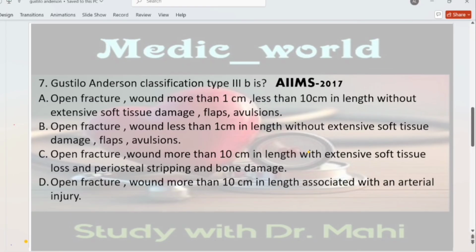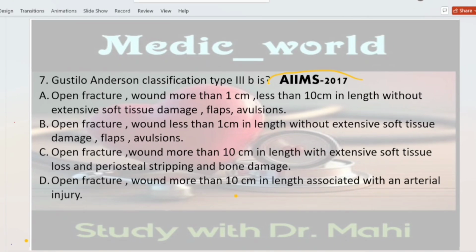Let's discuss a direct one-liner which came from the same topic in AIIMS 2017. The question was: Gustilo Anderson Classification Type 3B is. Okay, the first option was open fracture wound more than 1 centimeter and less than 10 centimeters. It can't be the answer because more than 1 centimeter and less than 10 centimeters is type 2. We already know. Next option is wound less than 1 centimeter. It can't be the answer. It's type 1.